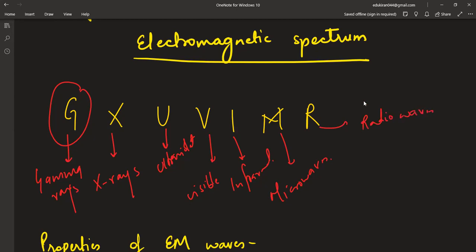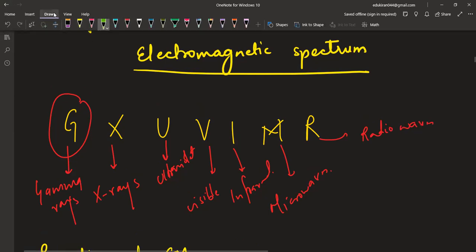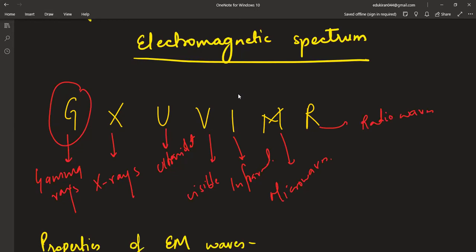So when we are talking about the order of frequency and wavelength, one is having the highest, one is having the least. Remember, frequency increases in this order. So radio waves will be having the least frequency, gamma rays will be having the highest frequency. But this is exactly the reciprocal case when we are talking about the wavelengths. Wavelength is increasing in this order. It means radio waves will be having the highest wavelength and the gamma rays will be having the least.